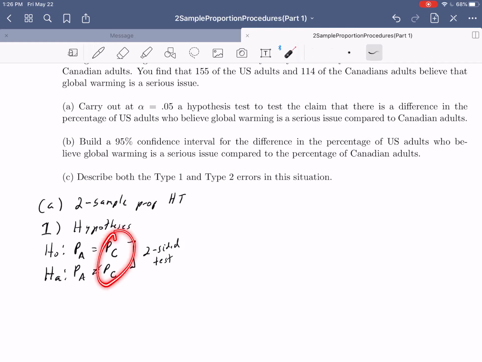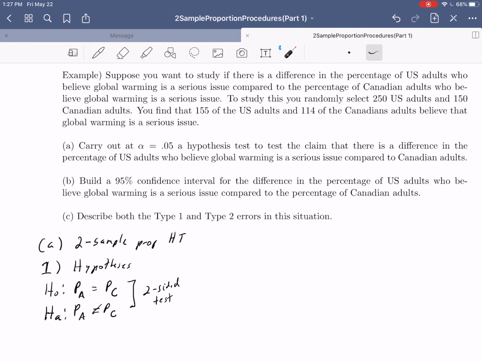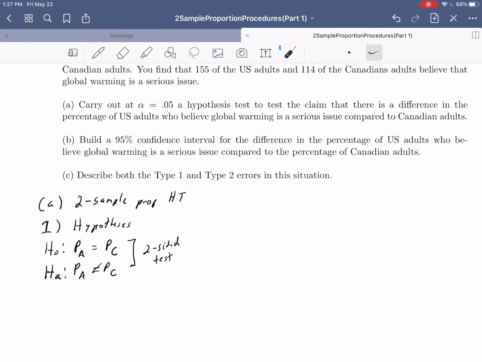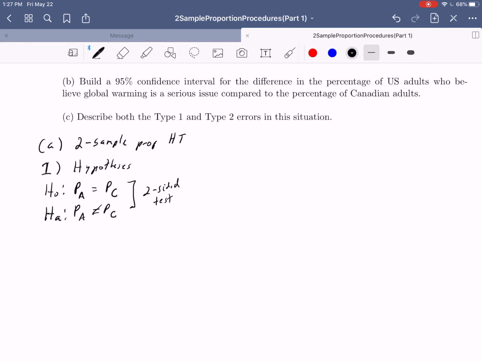Now, would it be okay to put P sub C, the Canadian percentage, first? Absolutely, as long as you stay consistent with that. The only reason I'm putting the American percentage first is because the data was given with the American information first, so it'll help us keep track of that. But as long as you stay consistent, you could reverse which one is sample 1 and which one is sample 2. All right, let's look at our conditions here.